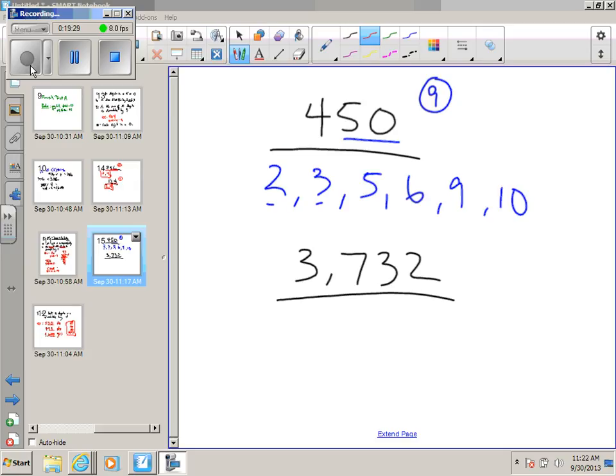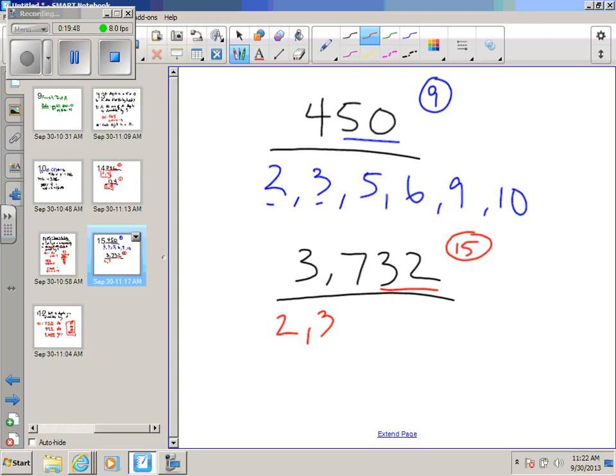Is it an even number? Does it end in a 0, 2, 4, 6, or 8? Yes. Okay, good. See? You're off to a good start. Sum of the digits. 3 plus 7 is 10. 10 plus 3 is 13. 13 plus 2 is 15? Yes. And it's divisible by 3.